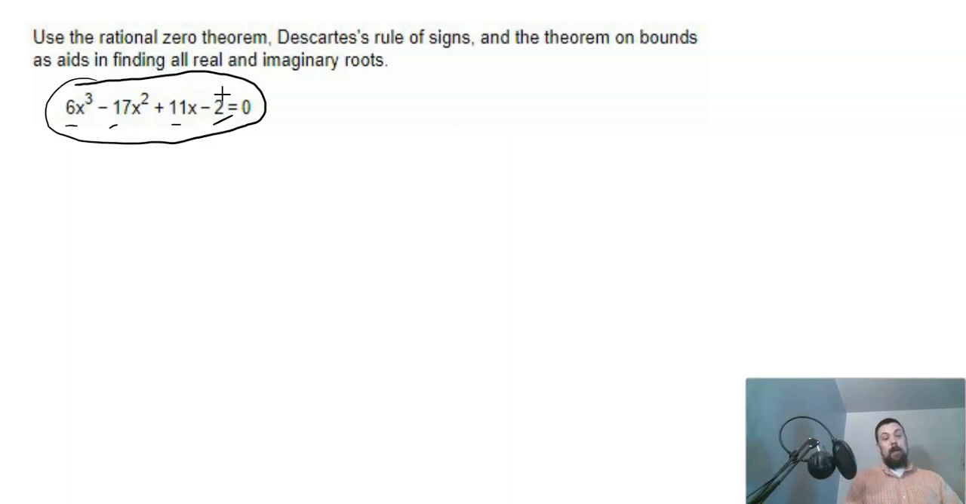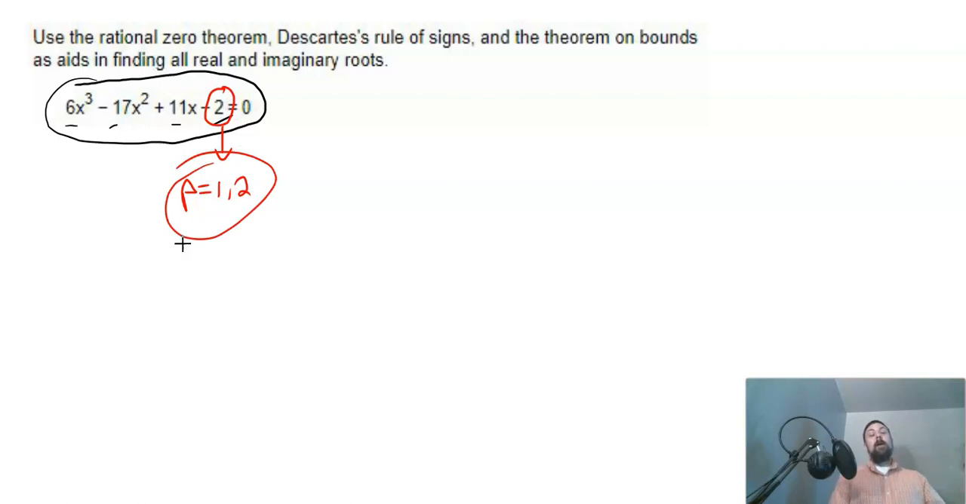So the values of P come from the constant term, which in this case is a 2. So P has to be a factor of this number. It has to be a factor of 2. And this is a nice one because there's only 2 things that are possible: 1 and 2. So P has to either be 1 or 2. Those are the only factors of 2.